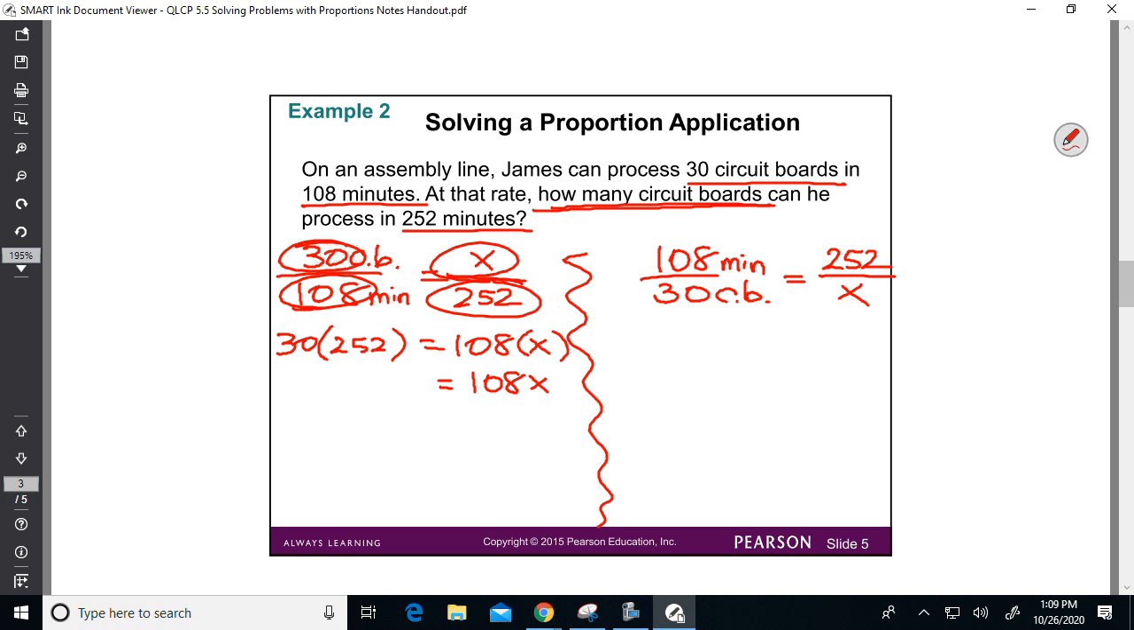Say that again. 7,560. So now what do we do to both sides? Divide by 108. So, how many can I make? 70 circuit boards.